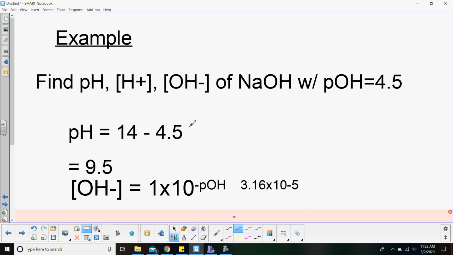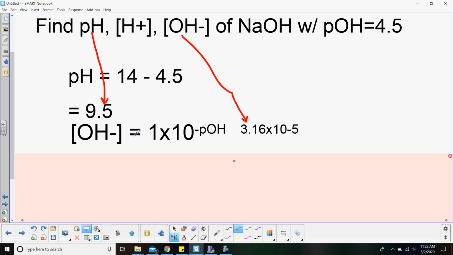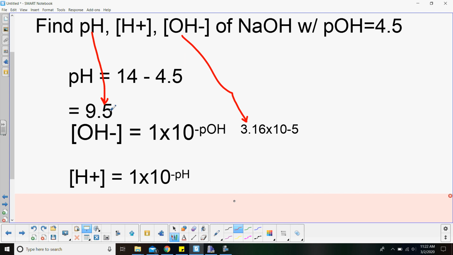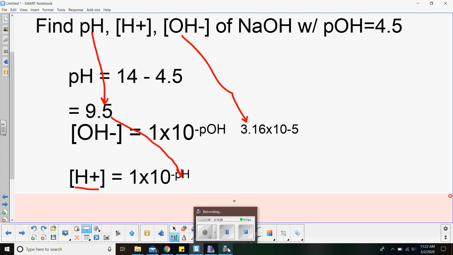Let me get my arrows here. That's our OH minus value. This is our pH value. And now the last thing that we have to find is H plus, which is once again the same up here. We just have to use our H plus equation. So I would then define H plus as 1 times 10 to the negative pH. Now we just found our pH right here. Plug our number in here. And that would be our third and last number to find.